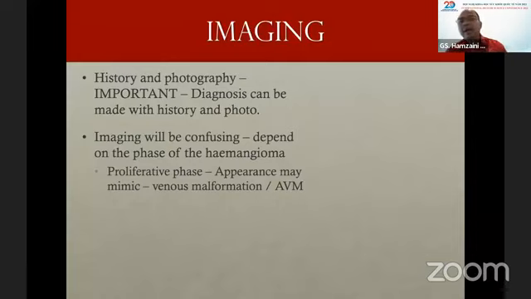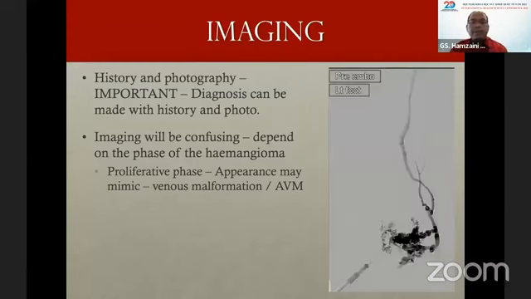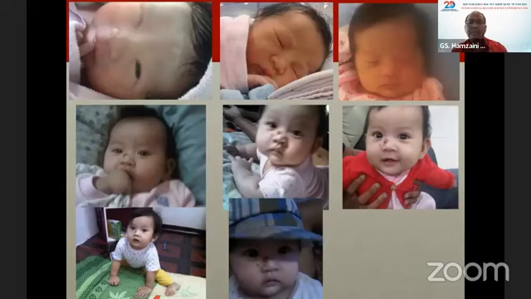If you are scanning the lesion at the involuting phase, then you may see something very benign, fatty changes of the lesion. Okay, this is the example of the patient that I showed you earlier. You can see that at birth there is nothing, but it starts with just like a mosquito bite, and then it increases as the patient grows. The increment is mainly within the first years.